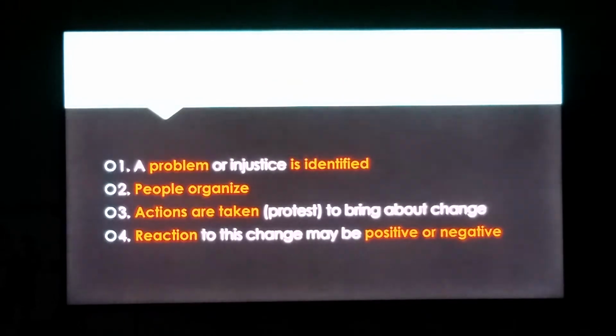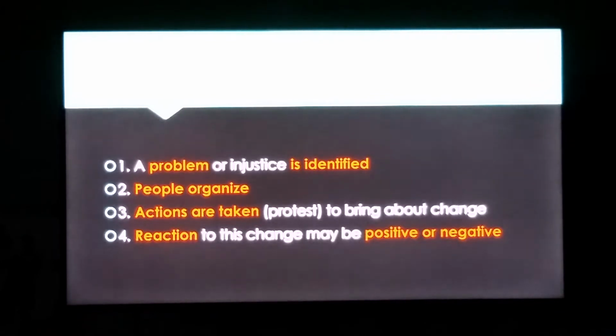All right, so steps to changing something. Number one, if you're going to change anything, the first thing you've got to do is identify a problem. That there's a problem or an injustice, and it has to be identified. That's step one. Number two is you organize people that feel the same way you do about that problem you've identified. So you get a group of people that feel the same way.